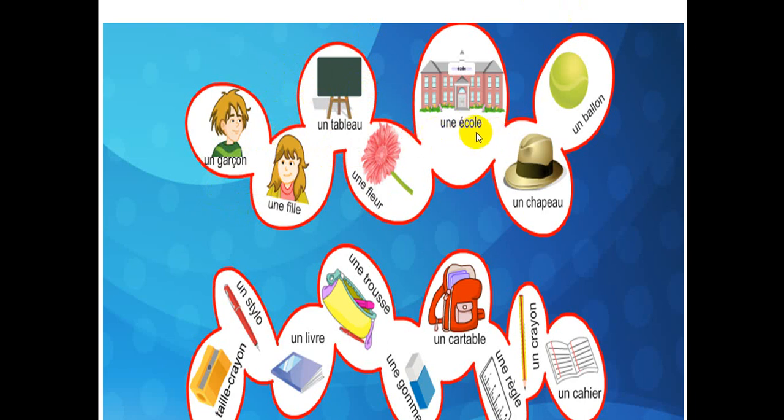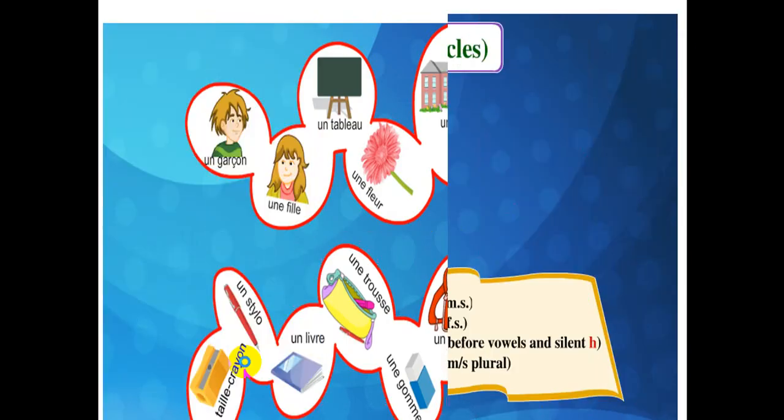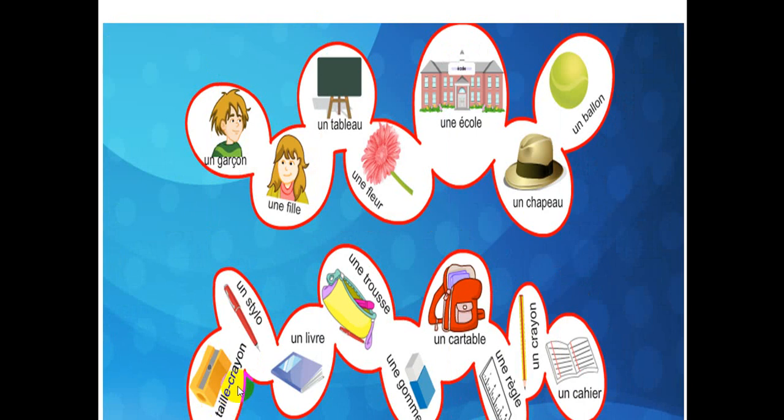Next is une école, means a school. Un chapeau means a cap. Un ballon means a ball. The word ballon we can use for balloon also, and in the same way they both are masculine in French. Un stylo means a pen. Un taille-crayon means a sharpener. Un livre means a book. Une trousse means a pencil box. Une gomme means an eraser.